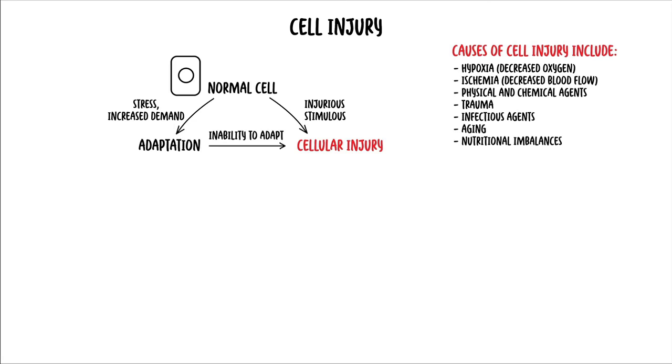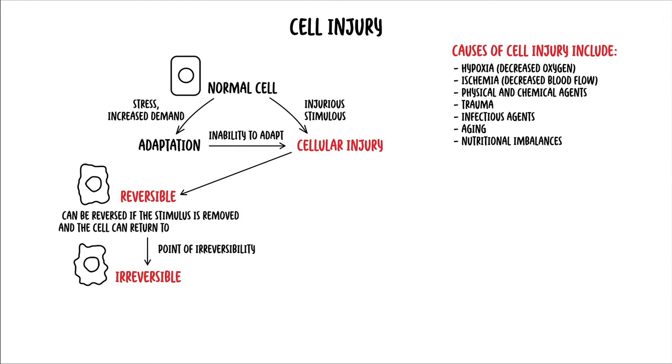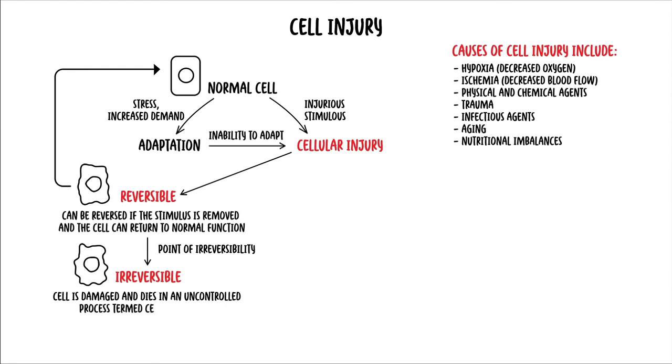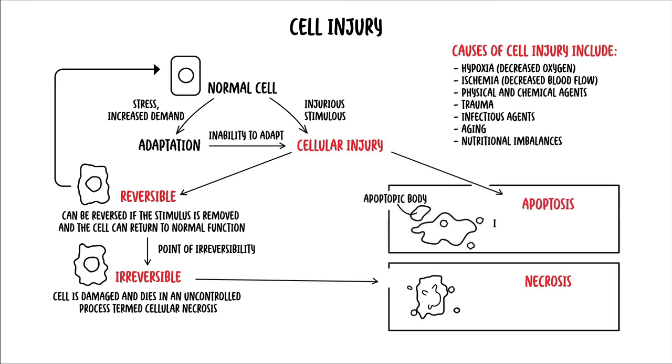Cellular injury can be divided into 2 types: reversible cellular injury or irreversible cellular injury. Reversible cellular injury, as the name suggests, can be reversed if the stimulus is removed and the cell can return to normal function. Irreversible cellular injury means the cell is damaged and dies in an uncontrolled process termed cellular necrosis. The other form of cellular death is apoptosis, which is programmed cell death.